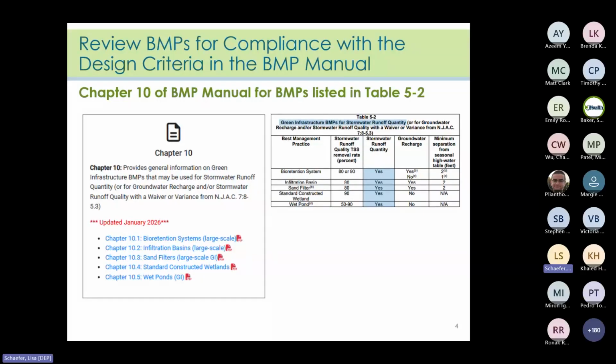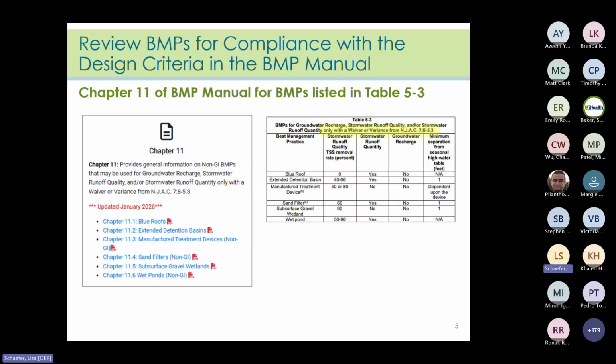And Manesh covered some of the variance information earlier today, and you will see some more in Module 4. The Table 5-3 BMPs are not GI BMPs, and you will need to obtain a waiver or variance before you can use any of these for meeting the water quality or quantity control or groundwater recharge requirements.